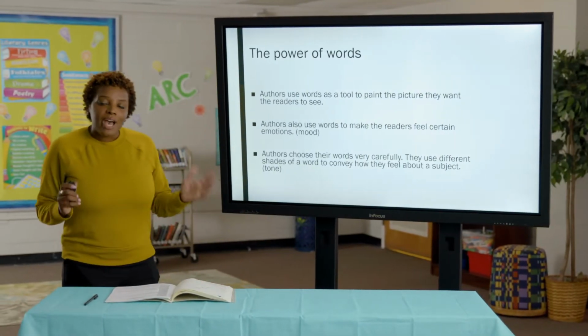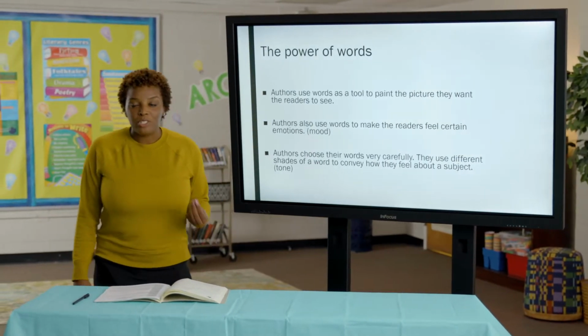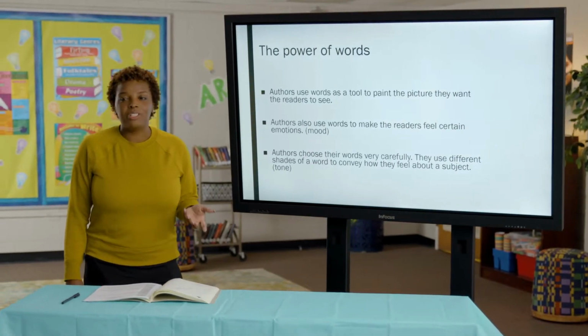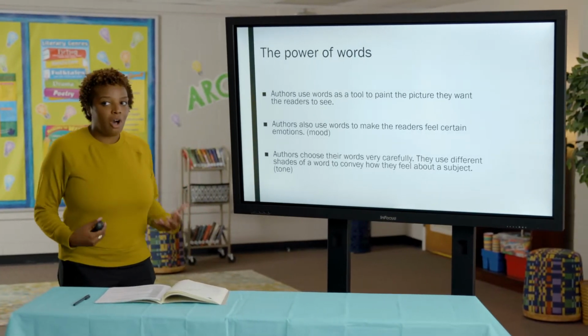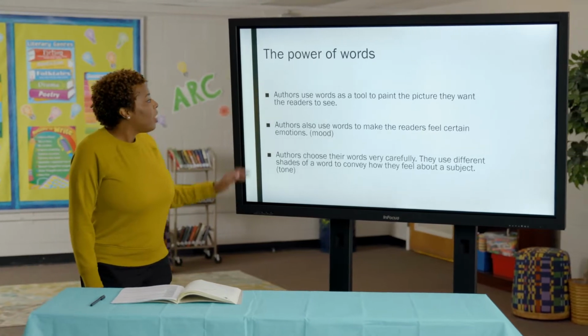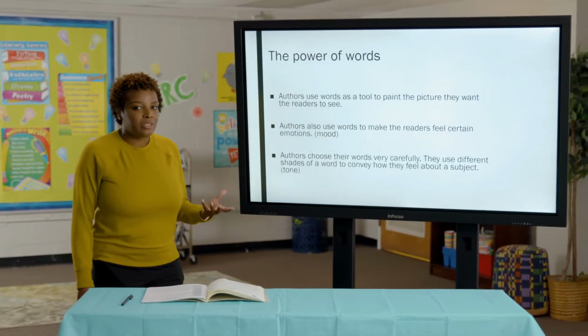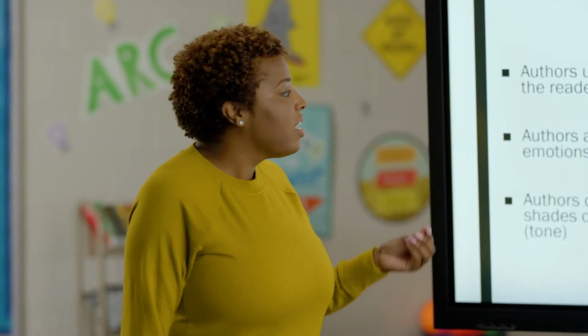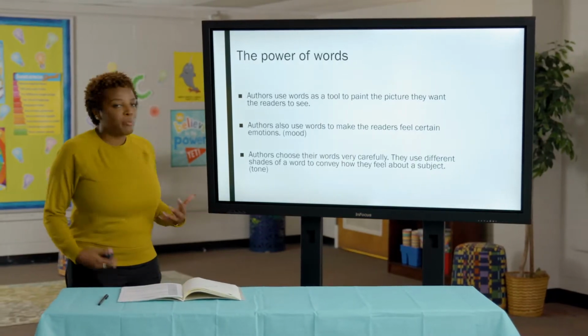All right, so now I want you to think through the power of words. I'm a firm believer that words mean things and that everything that an author puts in a text has some type of meaning or underlying point that the author is trying to convey. So authors use words as a tool to paint the picture of what they want the readers to see. When you think about imagery and things like that, that's why authors use those types of words. Authors also use words to make the readers feel certain emotions, like your mood. So as you're reading, the author wants you to feel a certain type of way.